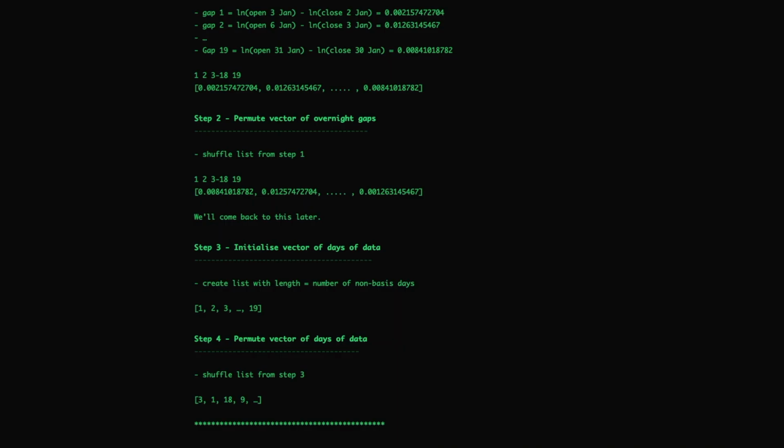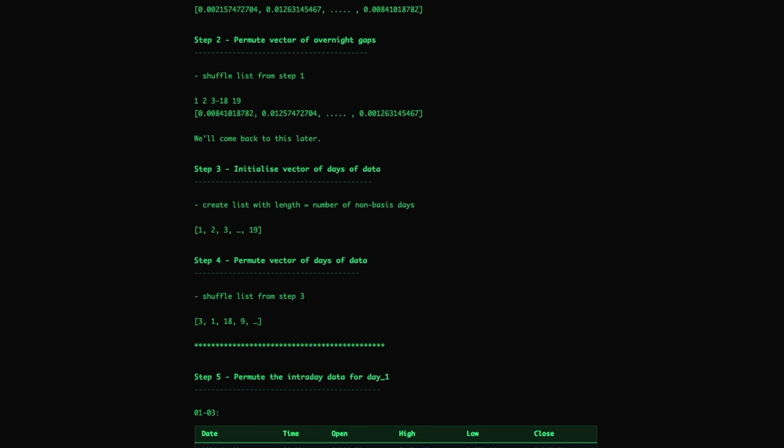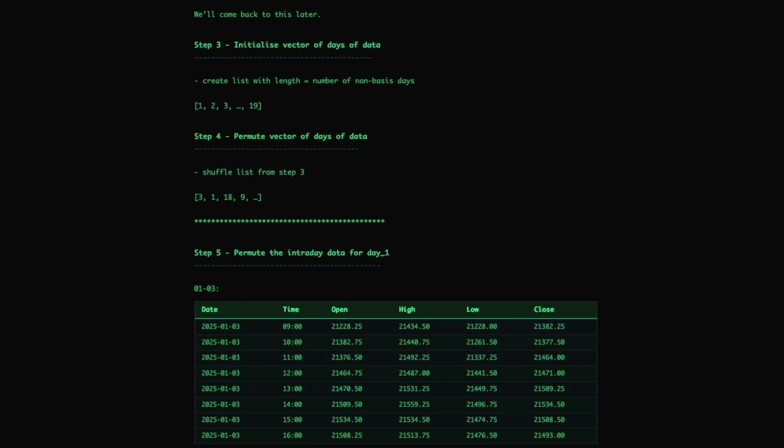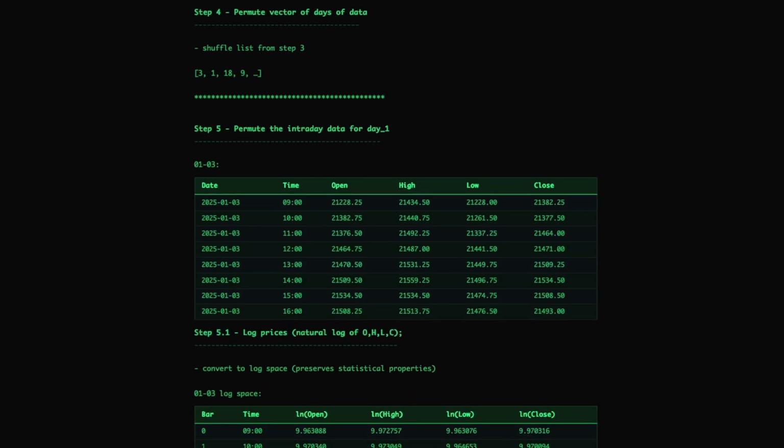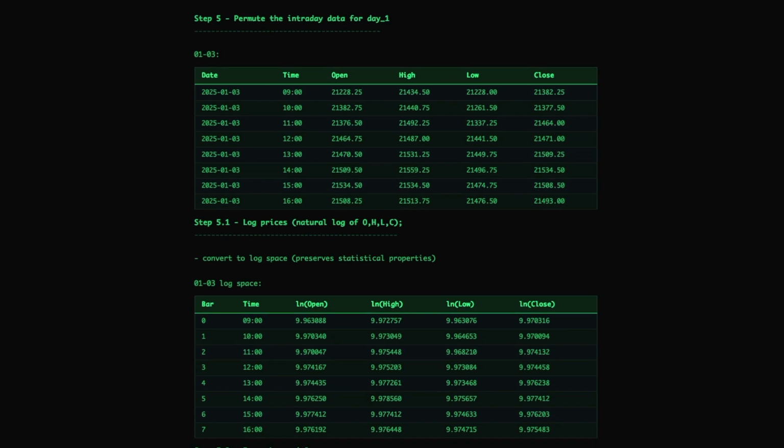Step 5 is a long one. It's the meat of the permutation. This is where you permute the individual days. I'll show one day as an example. In our example, day 1 is January 3rd, and again it looks like this. Step 5.1 is to turn our prices into log prices. We do that by taking the natural log of each price. This gives us the following.